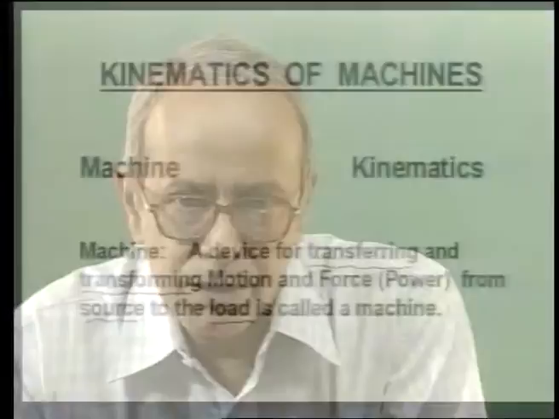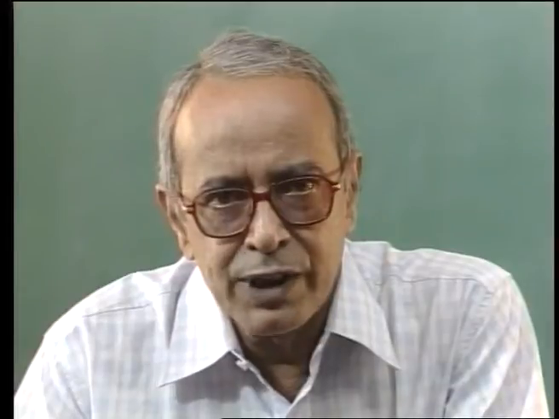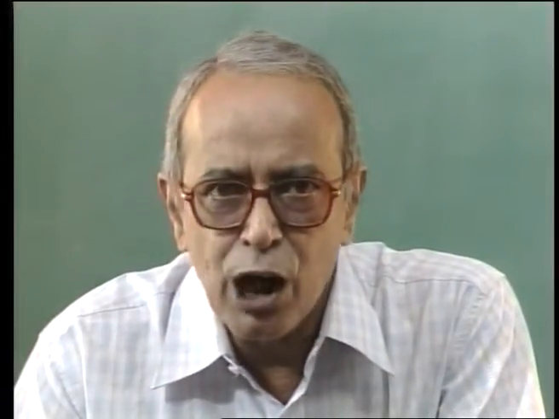The type of transformation that is needed is decided by the nature of the input motion that is available and the type of output motion that is desired. Some typical examples of the available input motion and desired output motions we are listing now. Maybe the input motion available is in the form of continuous rotation, whereas the desired output motion is a rectilinear motion, or the vice versa. The input motion is a rectilinear motion and we need the output motion in the form of continuous rotation.